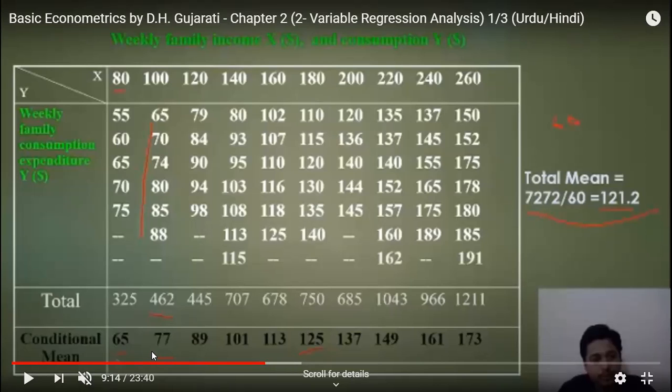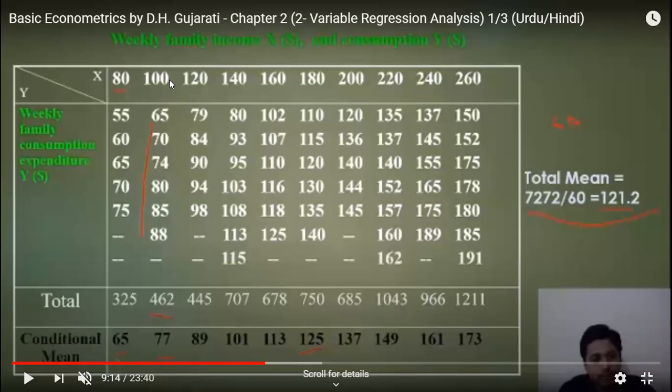Professor, how do we denote that? We will denote that the relationship between them is positive or upward sloping. Them means who and who? Conditional mean and consumption. No, you are again going back to the same issue. Here is income, here is consumption. Conditional mean of what? What are these values? Let's say 65. What is 65? Conditional mean of consumption, when x equals 80. These are all conditional means of consumptions.